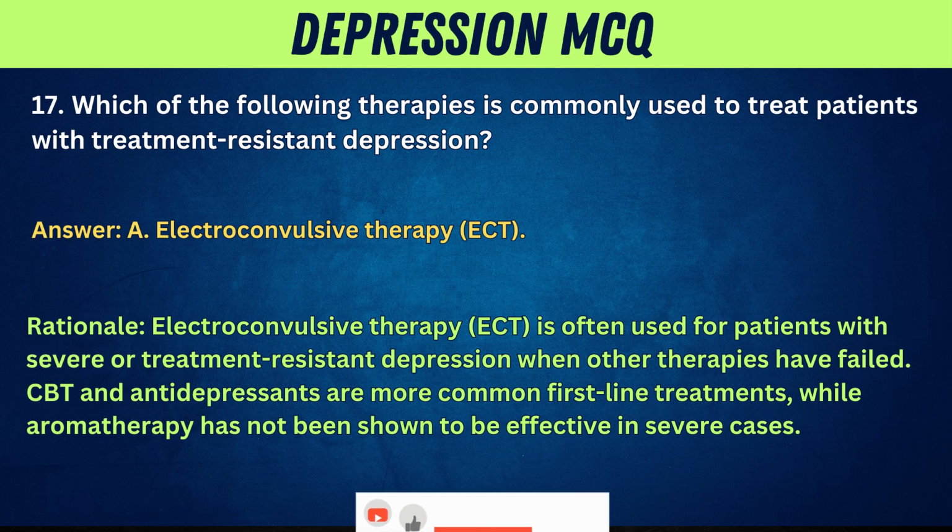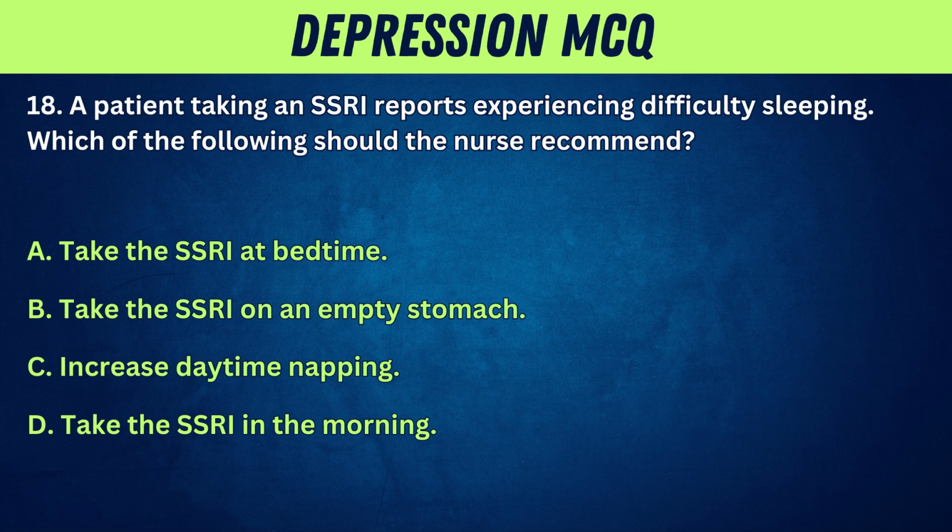Electroconvulsive therapy, ECT. Rationale: electroconvulsive therapy, ECT, is often used for patients with severe or treatment-resistant depression when other therapies have failed. CBT and antidepressants are more common first-line treatments, while aromatherapy has not been shown to be effective in severe cases. 18. A patient taking an SSRI reports experiencing difficulty sleeping.